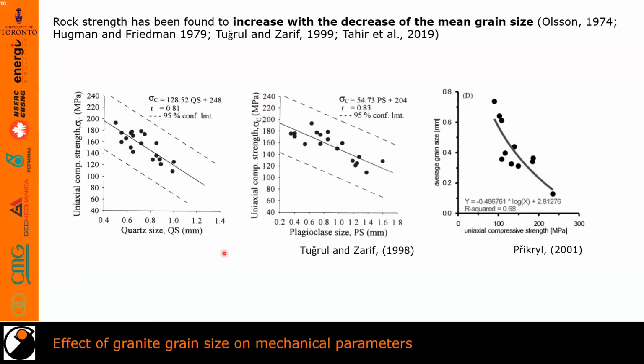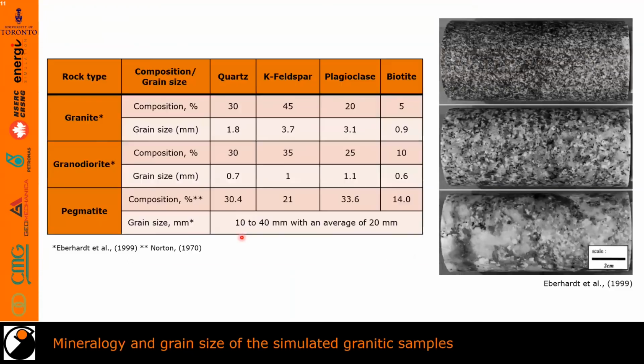This plot shows peak strength decrease with grain size for granites, which can be fit by a log-linear relation. Another correlation, which is linear in this case, was proposed to relate the strength of granite to feldspar and quartz grain size. They both show a decrease in strength with the increase of grain size. Here are three rock samples with highly varying grain size distributions that were used to calibrate our synthetic models.